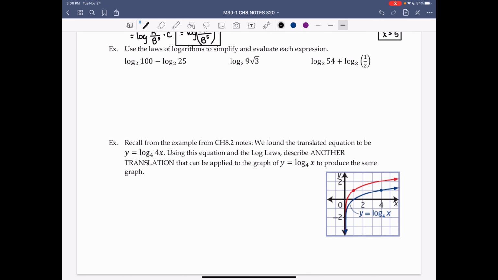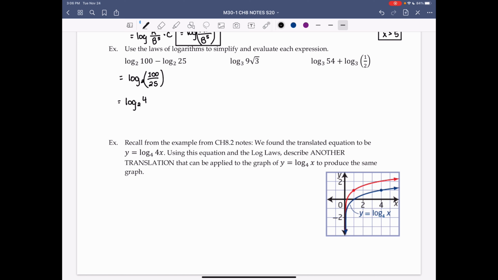Use the laws of logarithms to simplify and evaluate each expression. Log base 2 of 100 minus log base 2 of 25. That's a difference of two logs with the same base. We can use the quotient rule to write that as one log. It would be log base 2 of 100 divided by 25. That equals log base 2 of 4. 100 divided by 25 is 4.